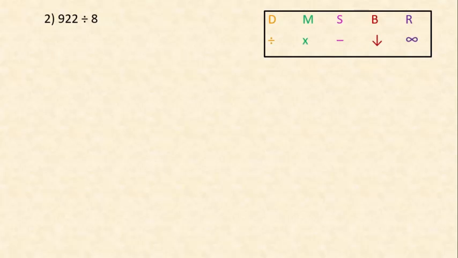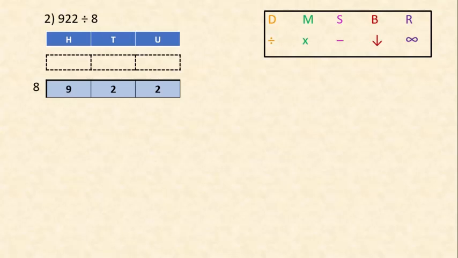922 divided by 8. So we have our divide, multiply, subtract, bring down, and repeat on our right hand side to always remind us what is our next step. So we're going to do our hundreds, tens, and units column, and we're going to write 9 hundreds, 2 tens, and 2 units with our dividing line and our dividend. What is the first step?